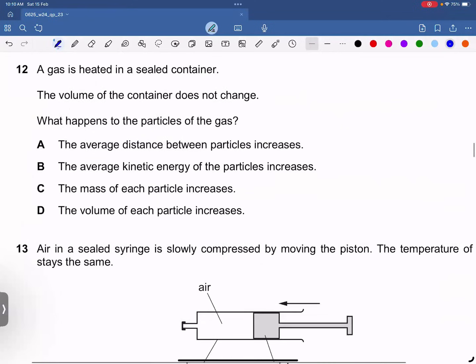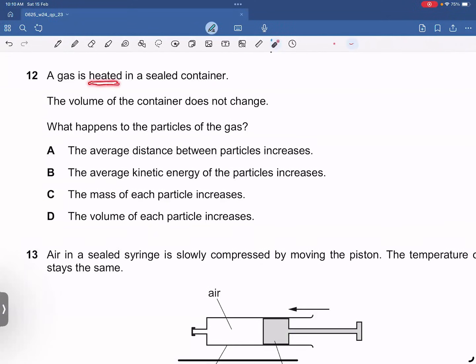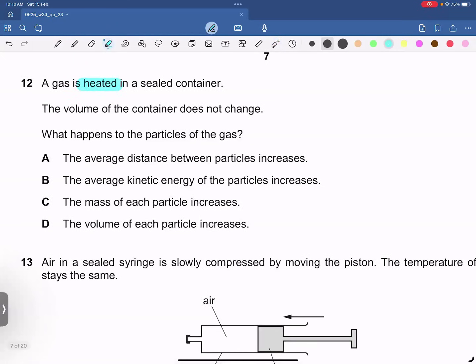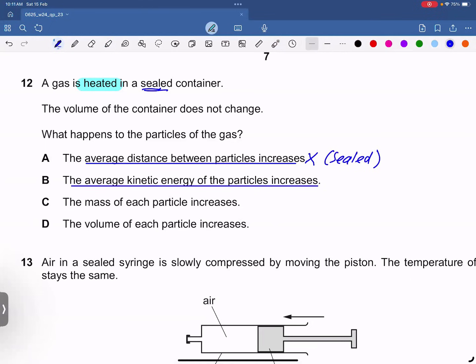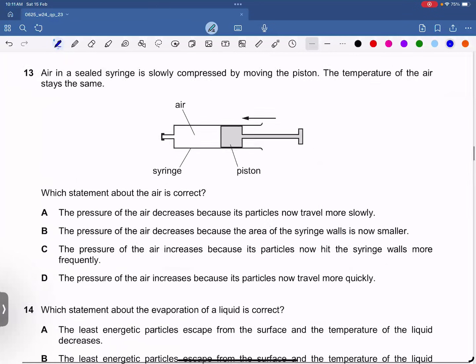Question number 12. A gas is heated in a sealed container. So here is the keyword. Whenever you heat any gas, the gas molecules gain kinetic energy, they move faster. So does the distance between the particles increase? No. Why? Because it is sealed. So since it is sealed, it is rigid. Particles cannot go further apart. Average kinetic energy of particles increases. Yes, my dear students. Whenever you increase the temperature, the average kinetic energy will increase. The option is B. Proceed to question number 13.